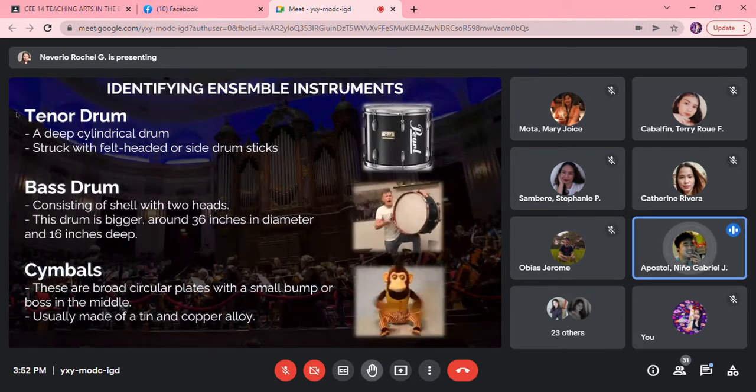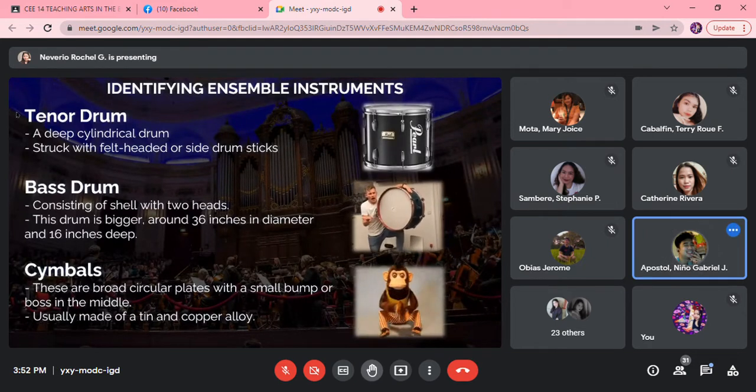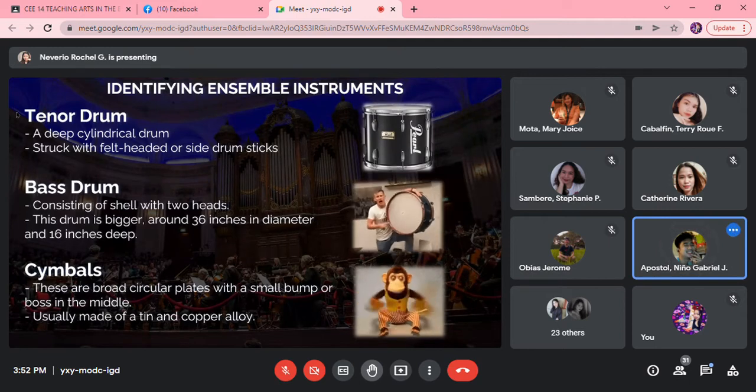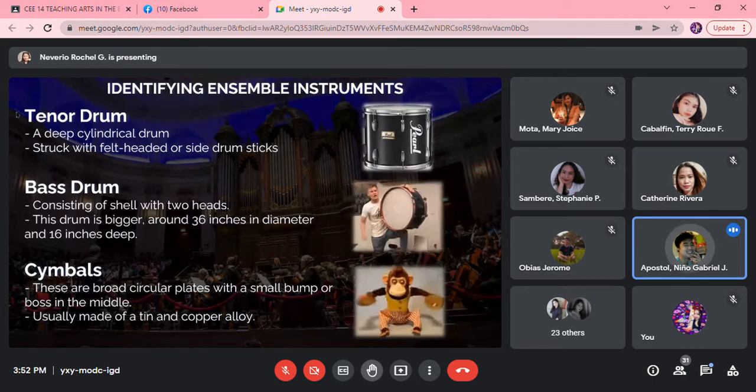And then next is the cymbals. Cymbals are broad circular plates with a small bump or boss in the middle. And it is usually made of tin and copper alloy.